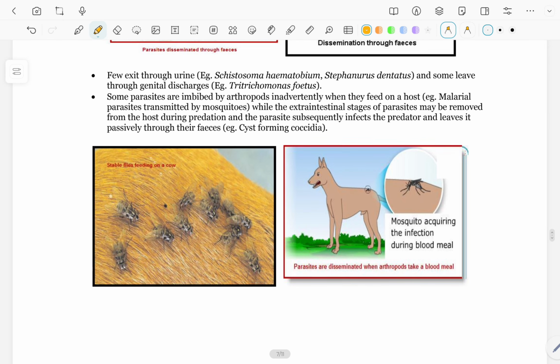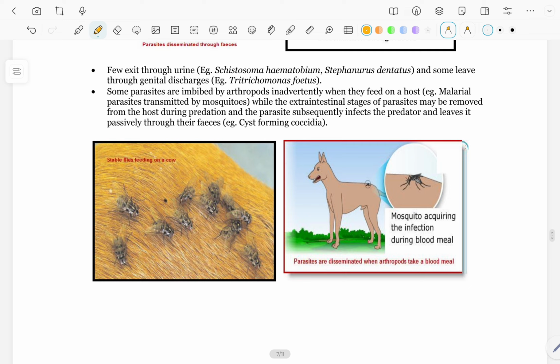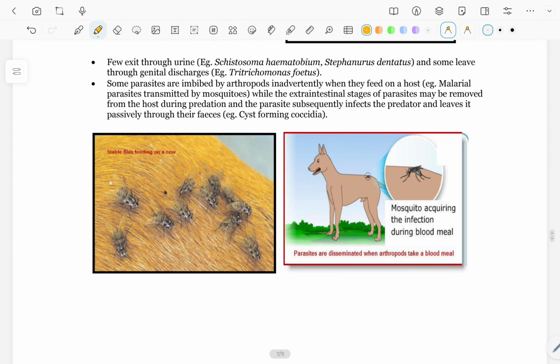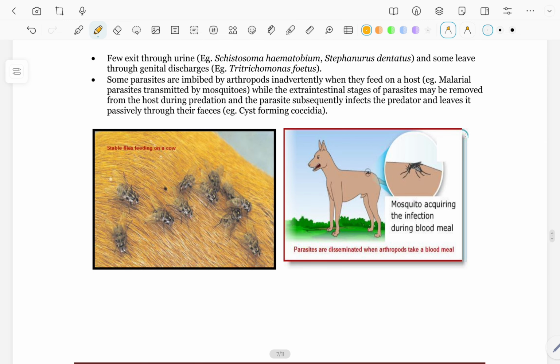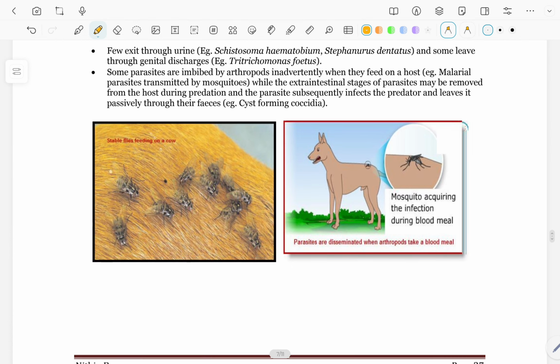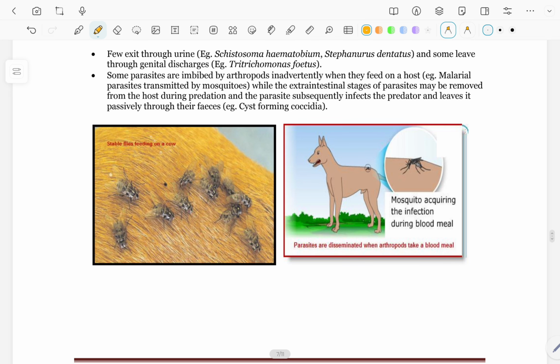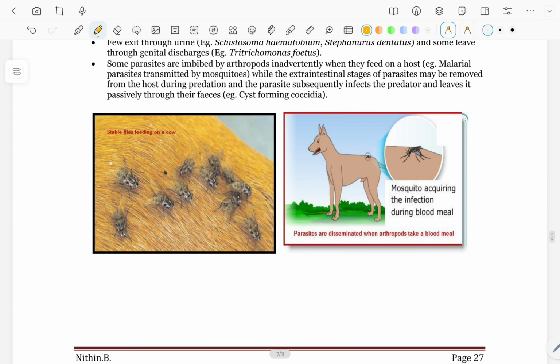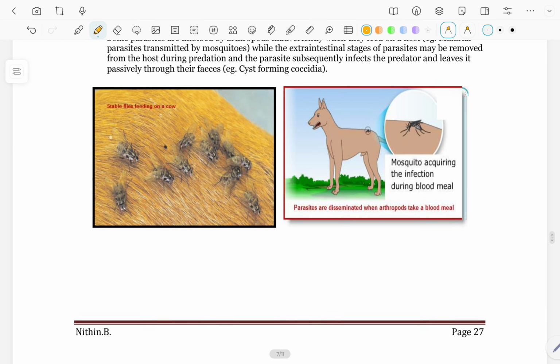Example: the malaria parasite transmitted by mosquito, while the extra-intestinal stage of a parasite may be removed from the host during predation, and the parasite subsequently infects the predator and leaves it passively through its feces, as in cyst-forming coccidia.